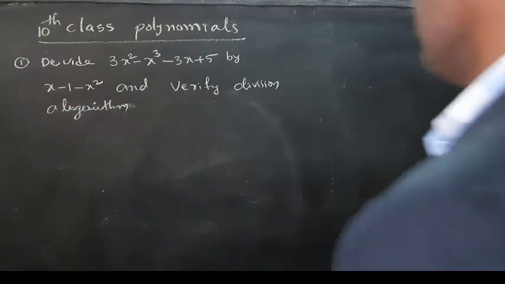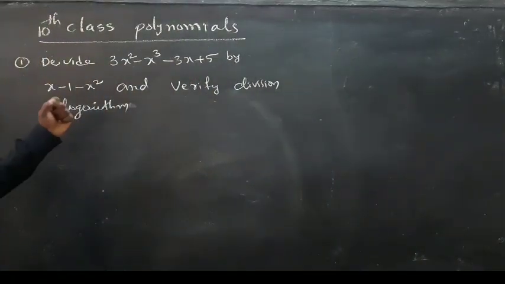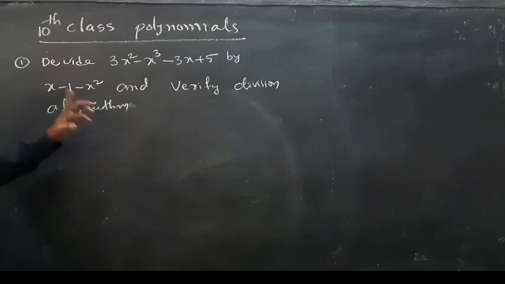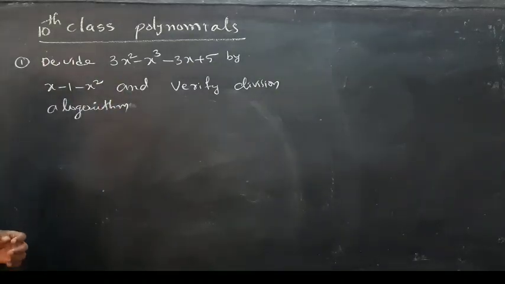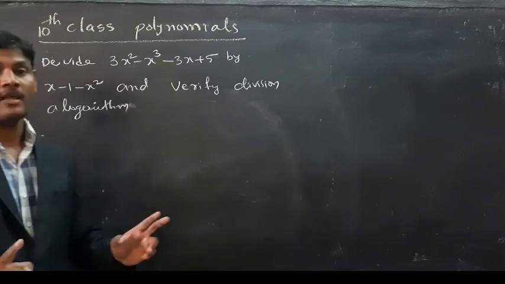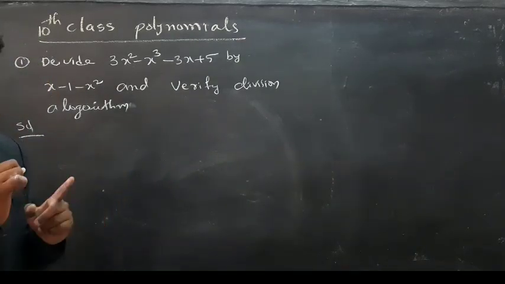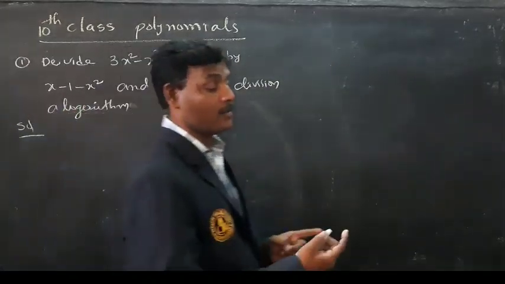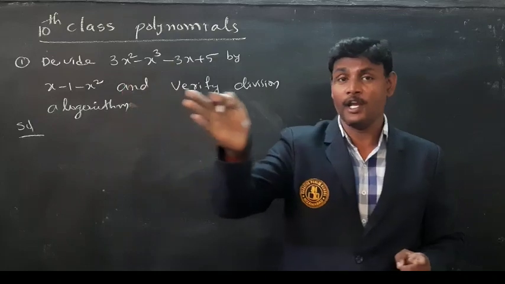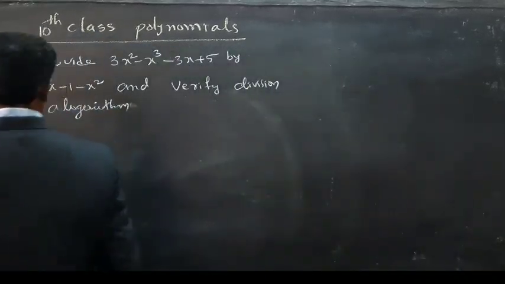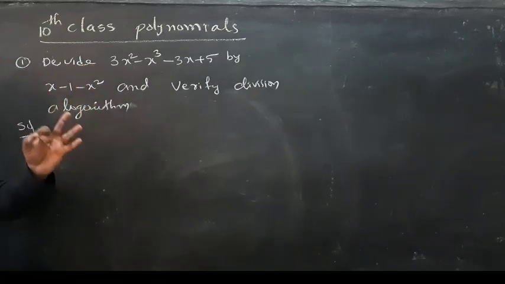So here is one question: divide 3x square minus x cube minus 3x plus 5 by x minus 1 minus x square and verify the division algorithm. Before doing the division, first you have to check whether the given polynomial is in standard form or not. What is the meaning of standard form? You have to arrange the polynomial according to degrees, fourth degree, second, like that. So first, the given polynomials are not in standard form.